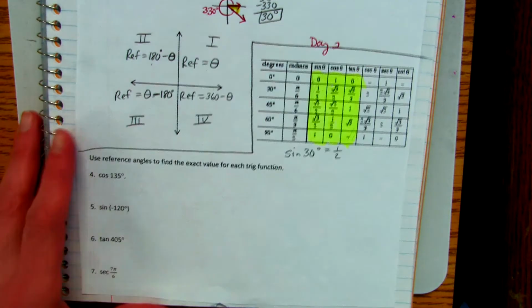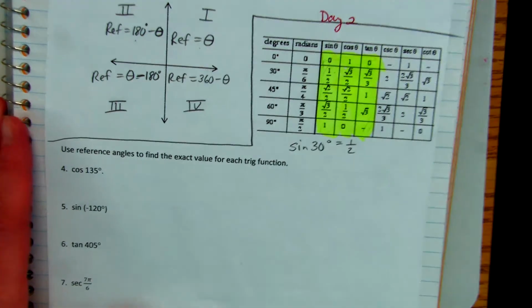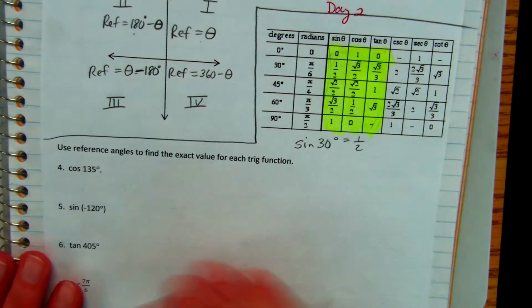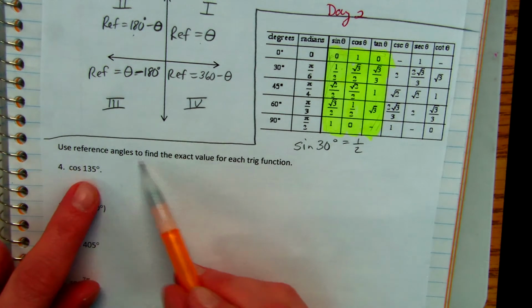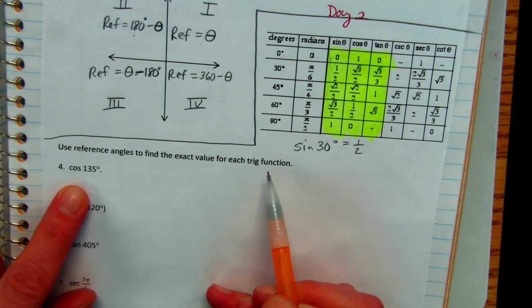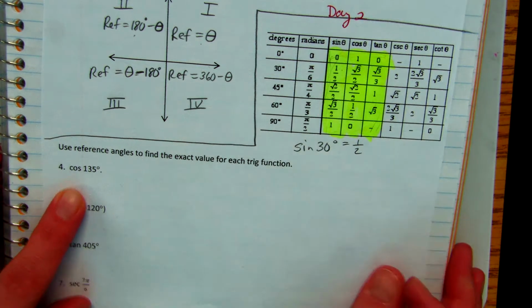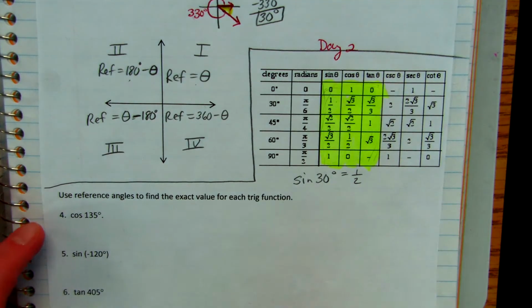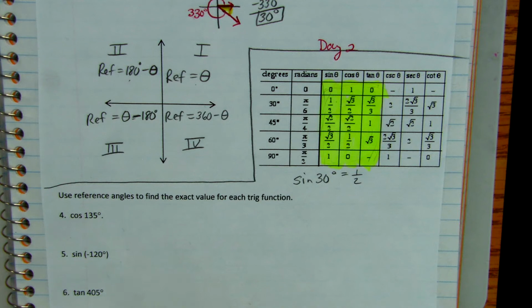All right, so we're going to use that a little bit to look at what we're doing today. So it says use reference angles to find the exact value for each trig function. Okay, before we do this, I want to review something that we learned when we were doing the unit circles, and that's whether my answer comes out positive or negative.